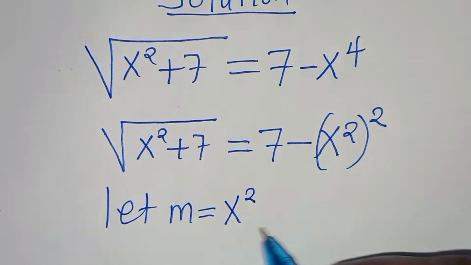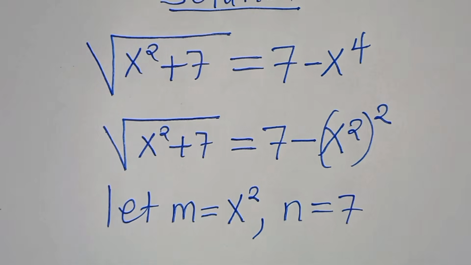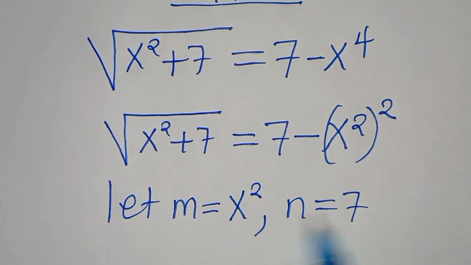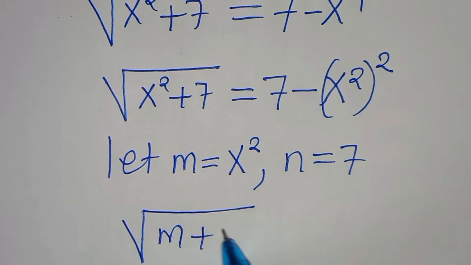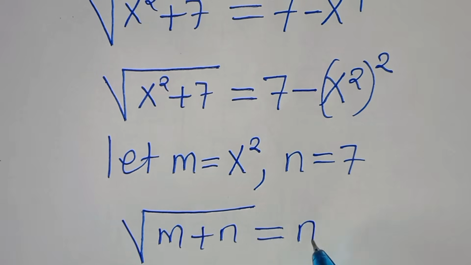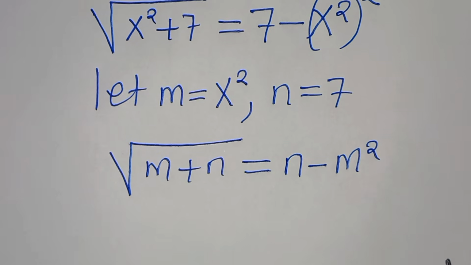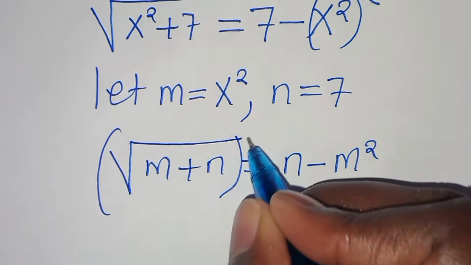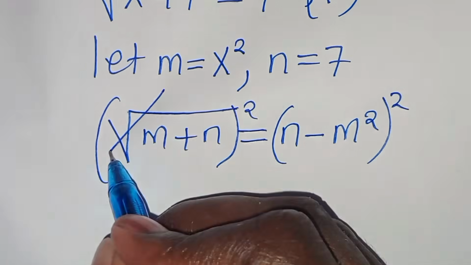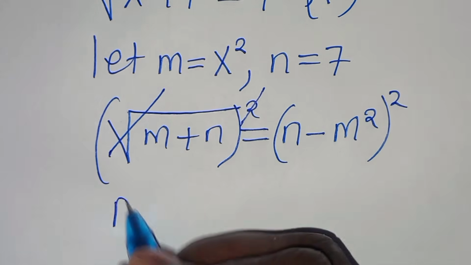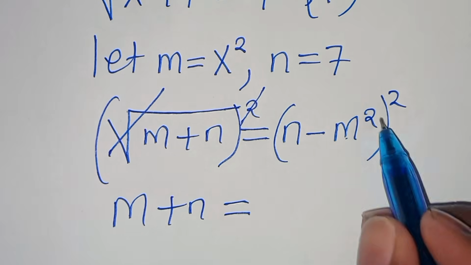The next step from here, we can let m be equal to x to the power of 2, and we can let n be equal to 7. So let's express this equation in terms of m and n, so that we have the square root of m plus n, equal to n minus m to the power of 2. The next step is to square both sides, so that we eliminate this square root sign, so that we have m plus n equal to n minus m squared, all to the power of 2.